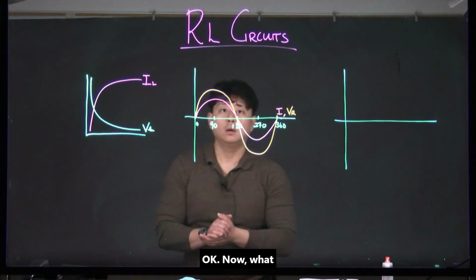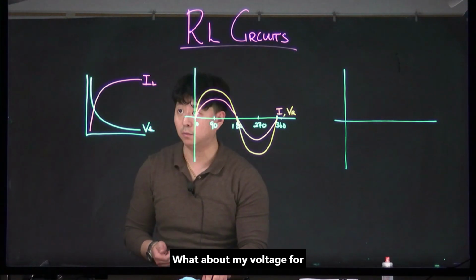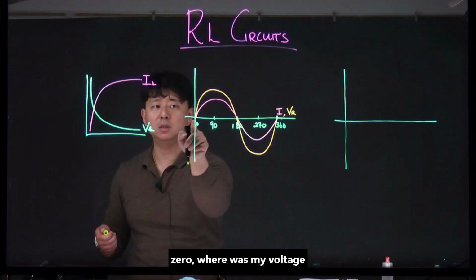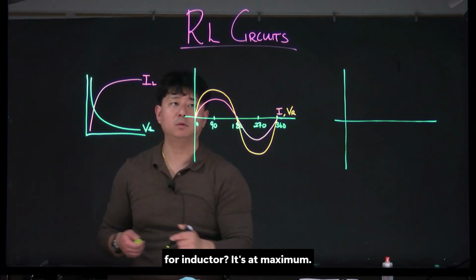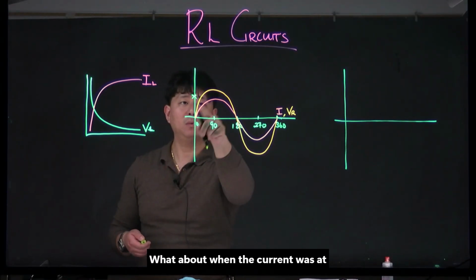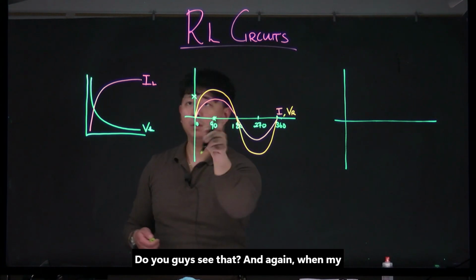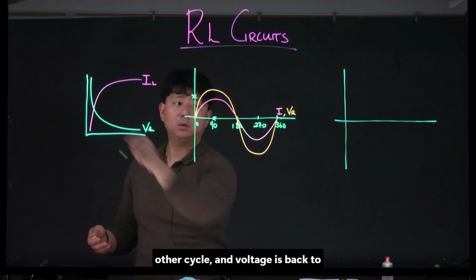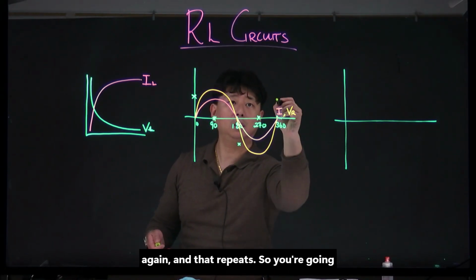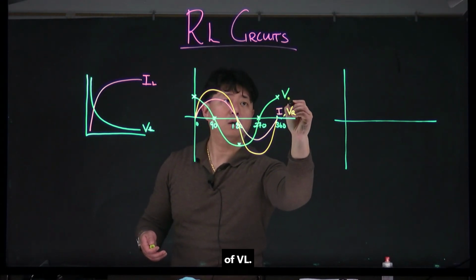Now, what about my voltage for the inductor? Well, let's look at it. When the current is 0, where was my voltage for the inductor? It's at maximum. What about when the current was at maximum? Oh, my voltage was 0. Do you guys see that? And again, when my current is back to 0 in the other cycle, the voltage is back to maximum again. When the current is maximum, the voltage for the inductor is 0 again, and that repeats. So you're going to end up with this graph of VL.